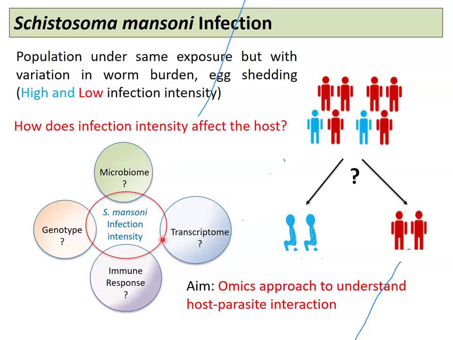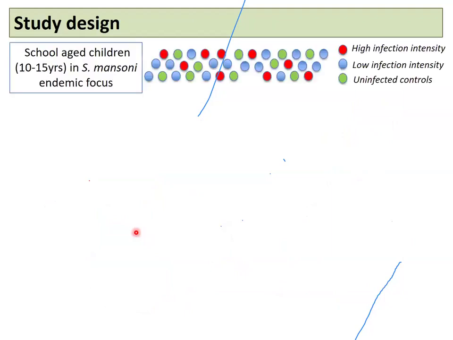So the main aim of this presentation is to show you how we use the different omics approaches, microbiome, genotyping, immune response, and transcriptomes to understand how the host interacts with this parasite. So our study design was, we targeted school children, and we went to a place which is highly endemic, actually a hotspot for Schistosoma mansoni, and we screened the population.